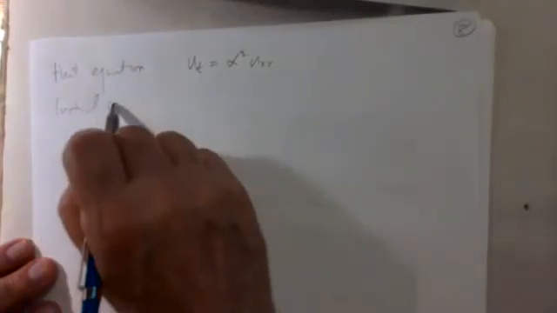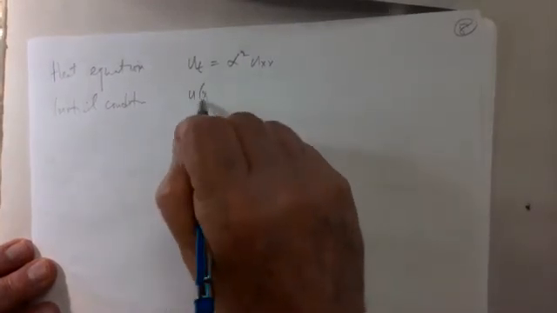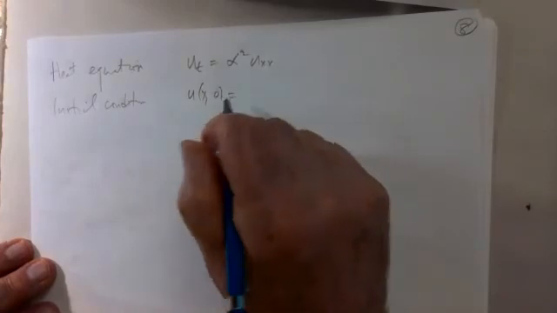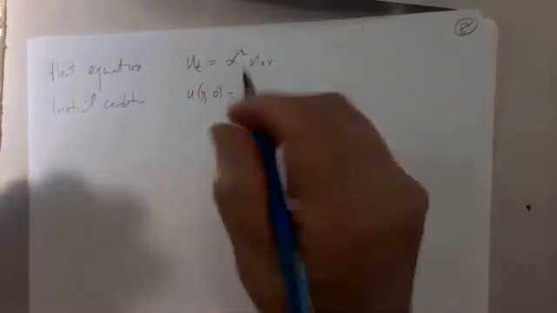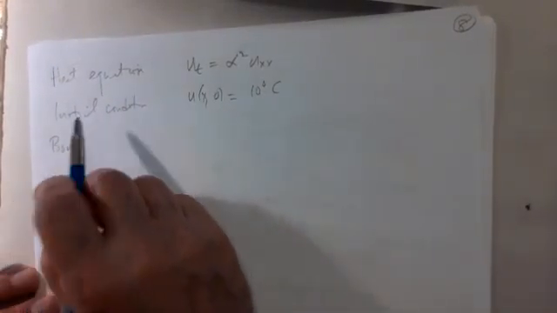Then we have the initial condition that u at time 0 has some value. In this case, it was 10 degrees centigrade. Then we had boundary conditions. We had boundary values.